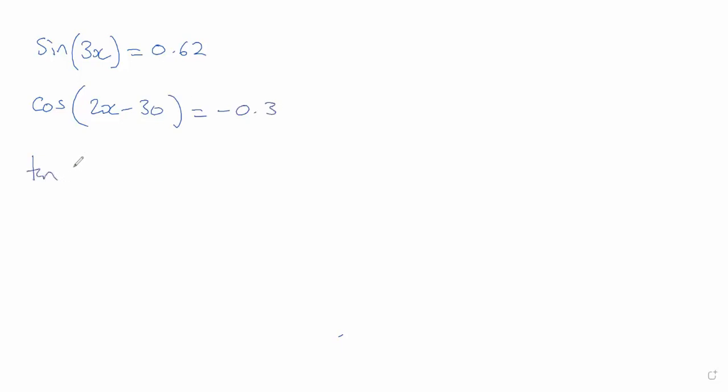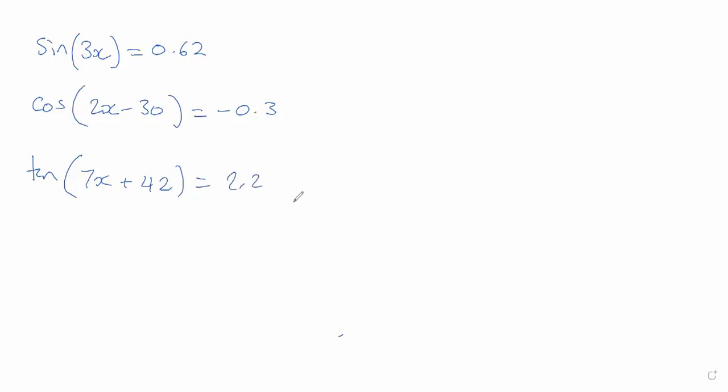Okay, so now what we're going to look at is questions where you get something like sine, and it's not x. So it could be sine 3x equals 0.62. It could be cos 2x minus 30 equals minus 0.3. And the same thing, like 7x plus 42 equals 2.2 or something like that.